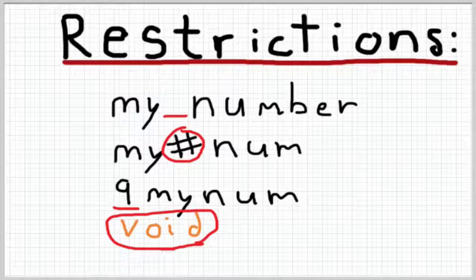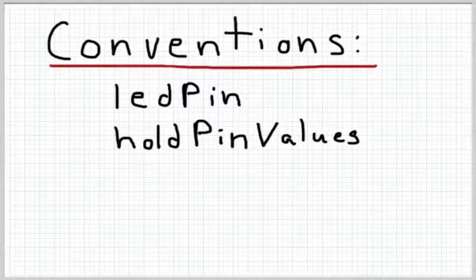Now in addition to these restrictions, there are a couple of good conventions to follow. When I say recommended, I'm saying you should do this or you're going to hate yourself later. The variable name should be as descriptive of its function as possible. For example, the LED pin variable could be the pin number that you put your LED onto your Arduino board. So that kind of makes it clear.